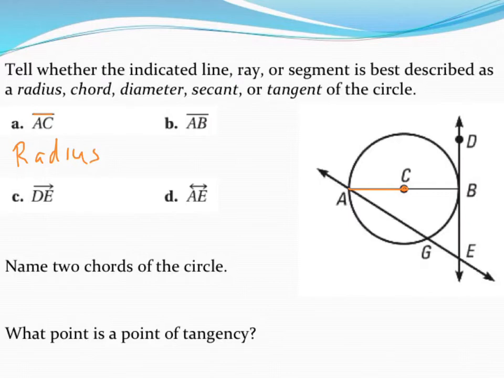Next up, I'm looking at segment AB. Well, this time I'm going to find that in my circle, and that goes all the way across the circle, straight through the center of the circle. So that segment's going to be called a diameter.